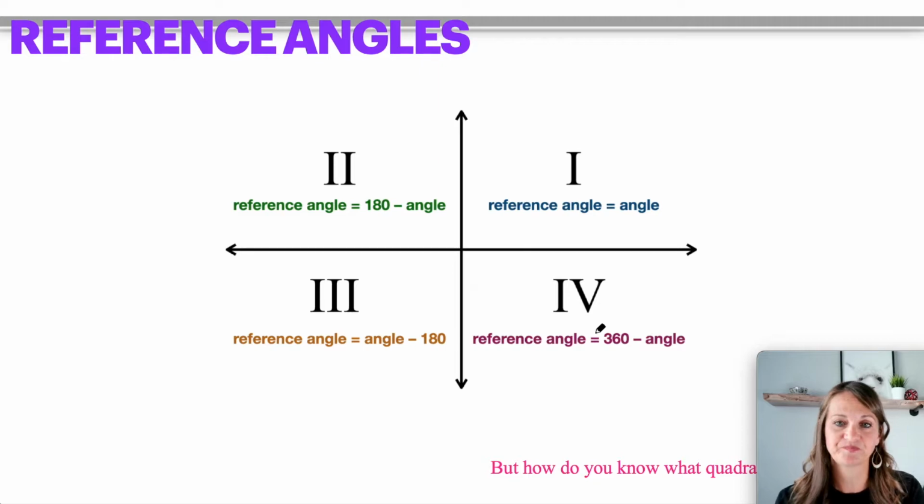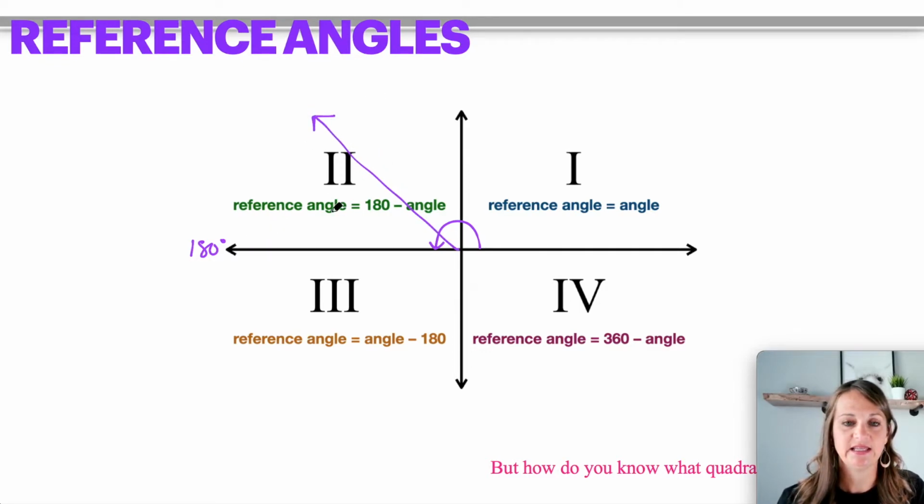And here's how you do it. If the reference angle is in quadrant 1, it's automatically the same angle. But if it's in quadrant 2, they're going to do 180 degrees minus the angle. Because why? This is 180 degrees from here to here. So if I am going somewhere here, I need to go 180 degrees back up to that terminal side. If it's in quadrant 3, then you're going from the initial side all the way past 180 degrees.